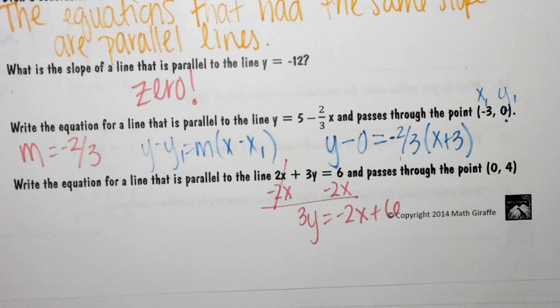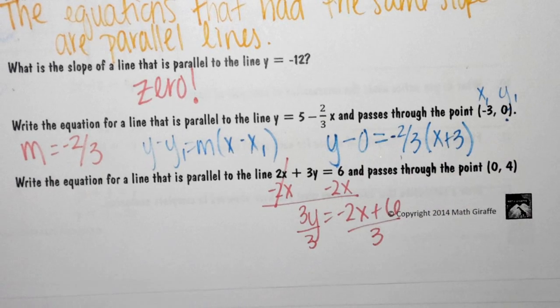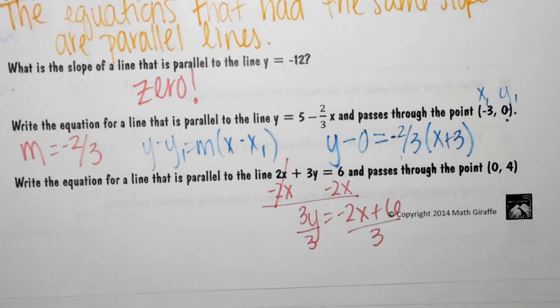Are we done? Is y by itself? I don't think so. What's in front of the y? So how do you get rid of that? Look at you go. You do know something. Now, do I divide both terms by 3 or just one term, Adam? Both. Both.